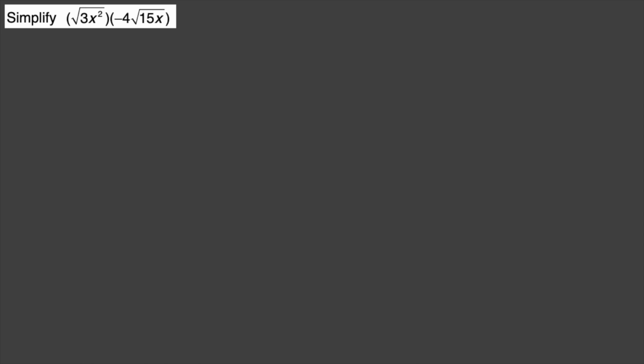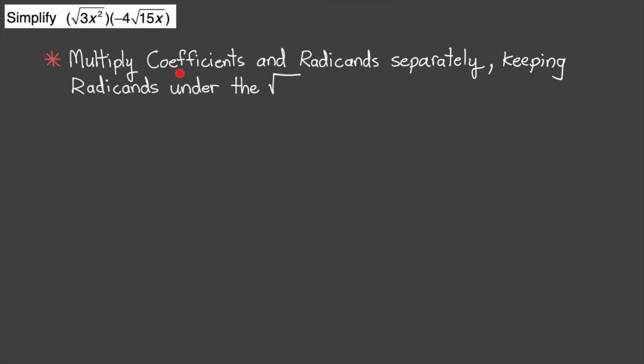This question says, simplify the square root of 3x squared times -4 times the square root of 15x. So what's the rule when we are multiplying radical expressions? Here it is. Multiply the coefficients and radicands separately. As a reminder, radicands are the part underneath the square root. So in this case, you have a 3x squared as the first radicand, and then you have 15x as the second radicand. And we want to keep the radicands under the square root when we multiply.